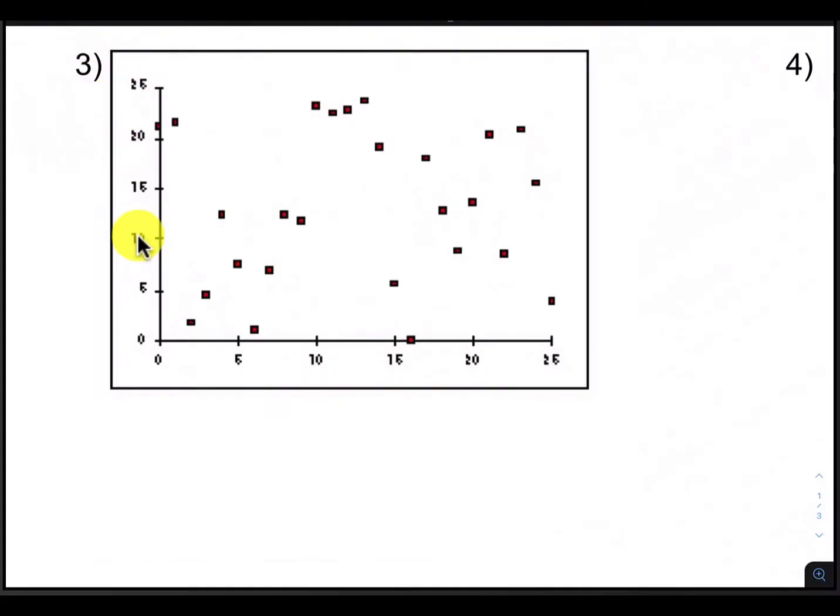All right, for graph number 3, we see the points are very scattered. As you move from left to right along the horizontal axis, the y values are not really trending upward nor downward. Therefore, we say there is no association. So number 3, no association.